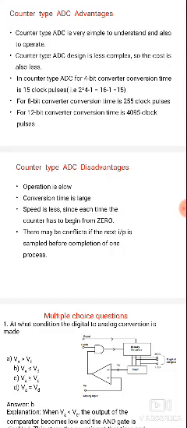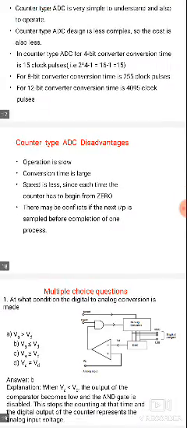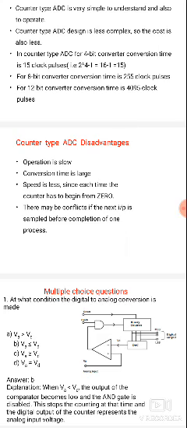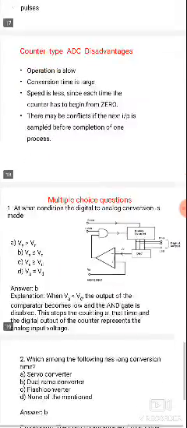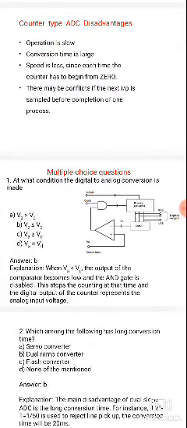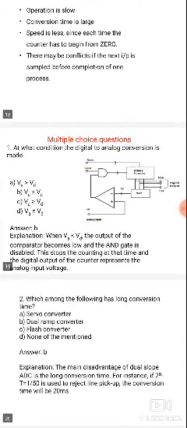But the main disadvantage is that the operation is slow and the conversion time is too large. Conversion time is more and the operation is slow. Also, each and every time we must reset the counter to the 0 position, and it starts from 0. This is the main disadvantage: the operation is slow and takes more conversion time.